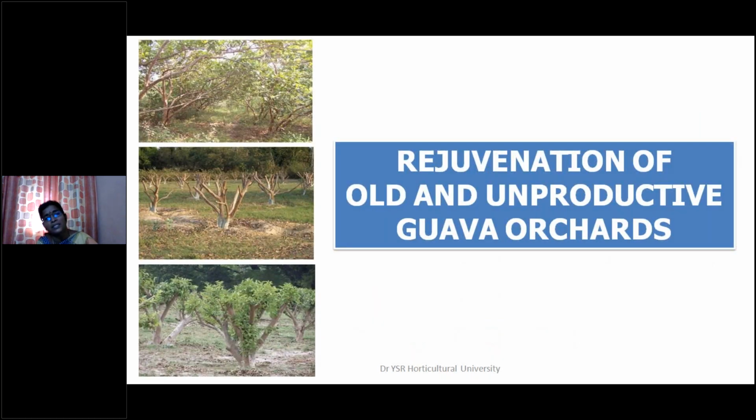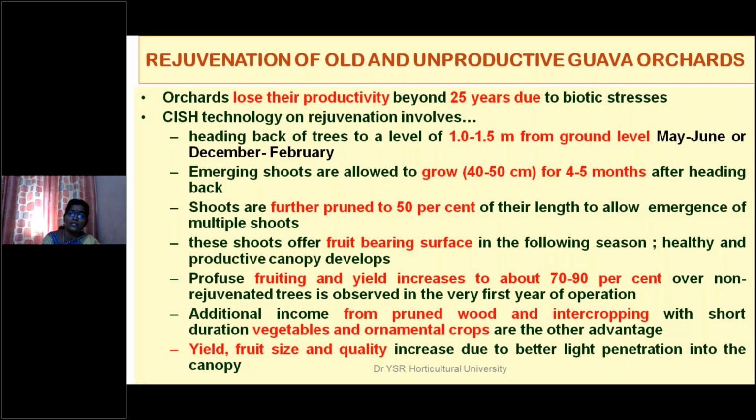So apart from this, growers are having old unproductive orchards, especially when a plant reaches 25 years or above, they become unproductive. Instead of maintaining those unproductive orchards, farmers can adopt rejuvenation technology so that they can rejuvenate and improve the yields in the guava orchards. This technology is also developed by the Central Institute of Subtropical Horticulture in Lucknow. After the orchard reaches 25 years, there will be a reduction in productivity. The yields will be reduced.